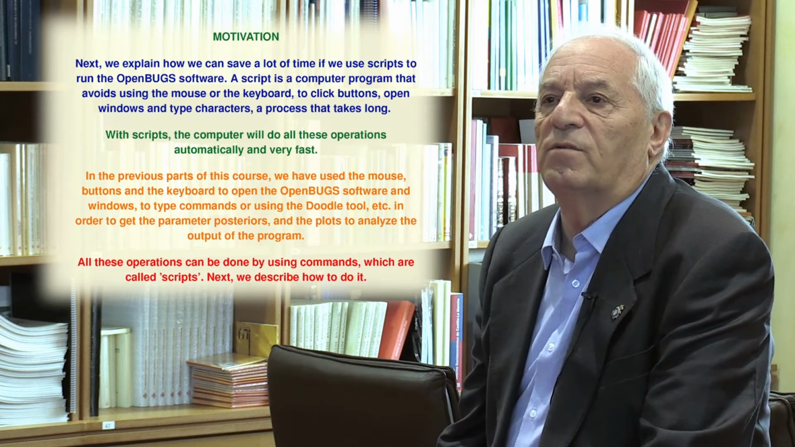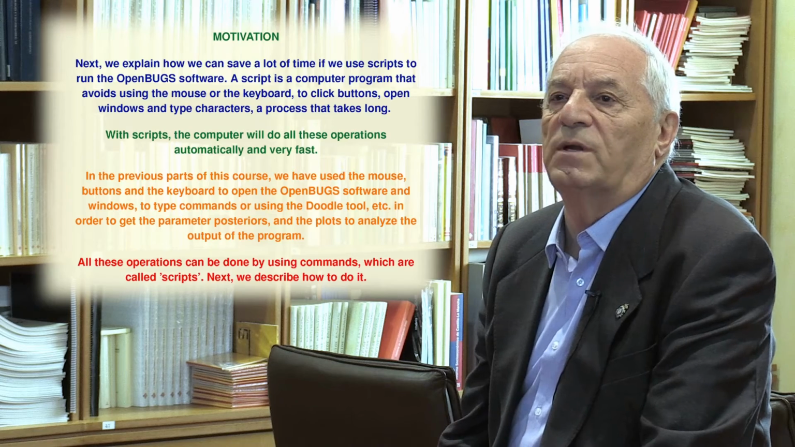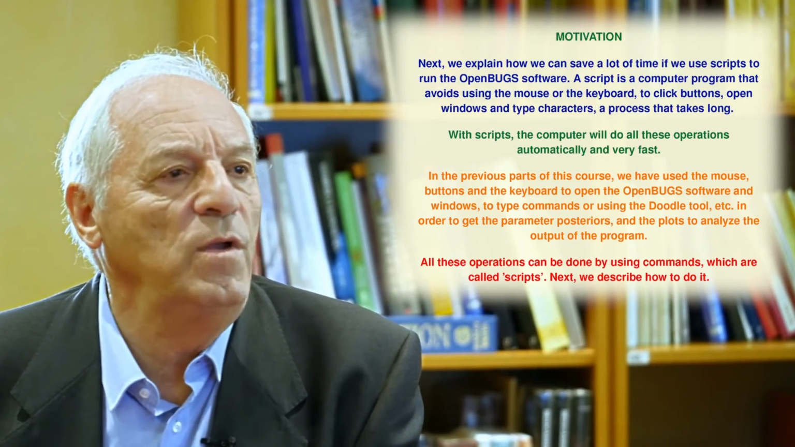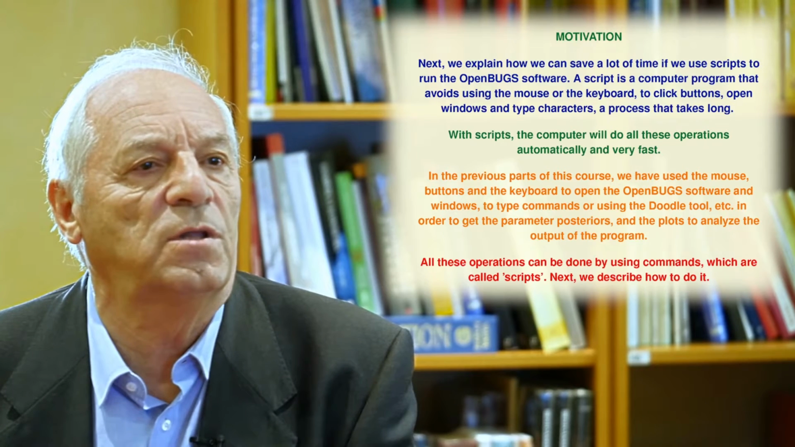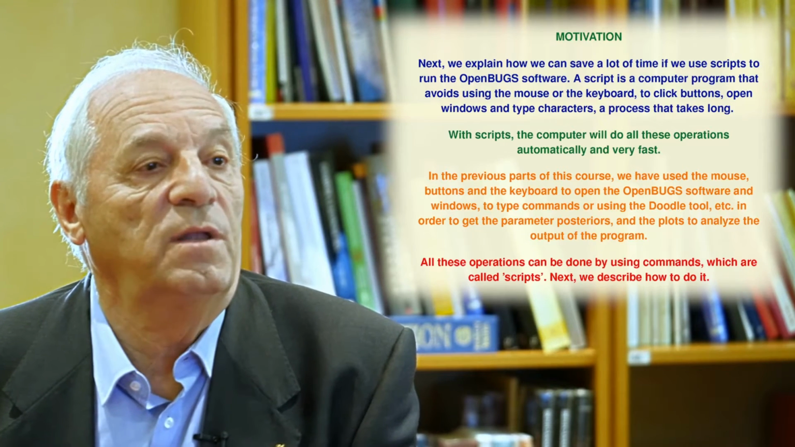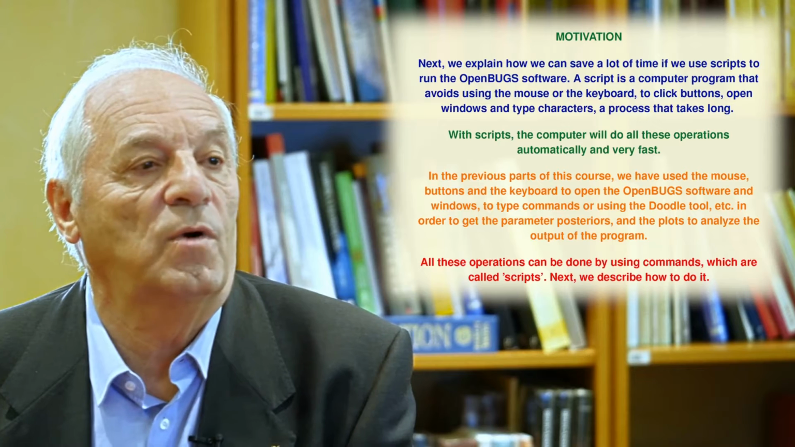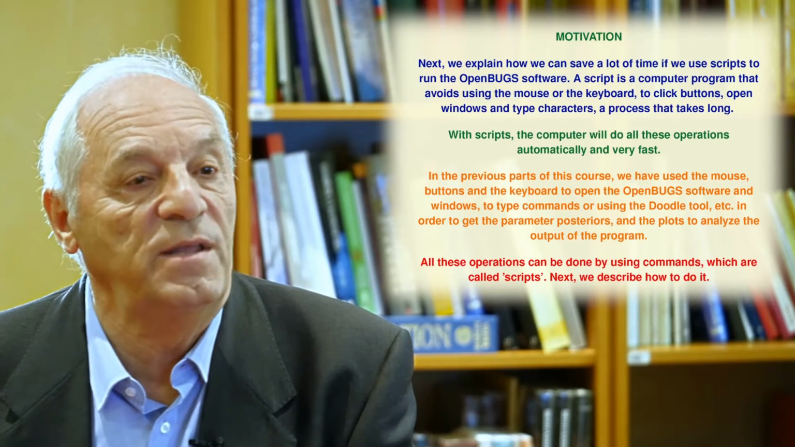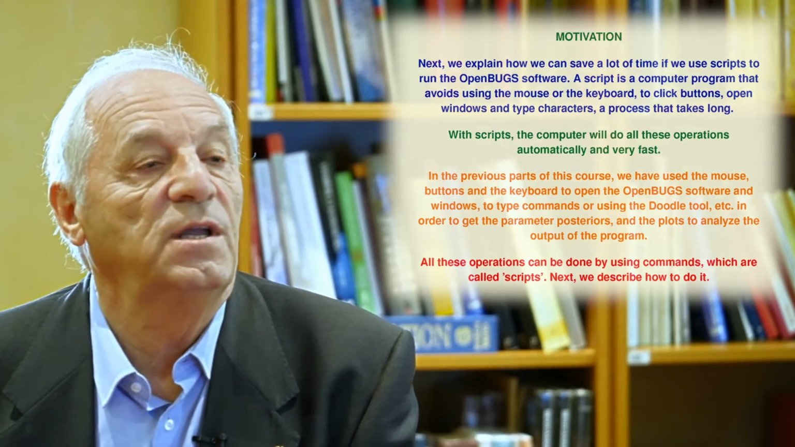In the previous part of this course, we have used the mouse, buttons, and the keyboard to open the OpenBUGS software and windows, to type commands, or to use the Doodle tool in order to get the parameter posteriors, the plots, or to analyze the output of the program. All these operations can be done by using commands which are called scripts, and this is explained in this lesson.